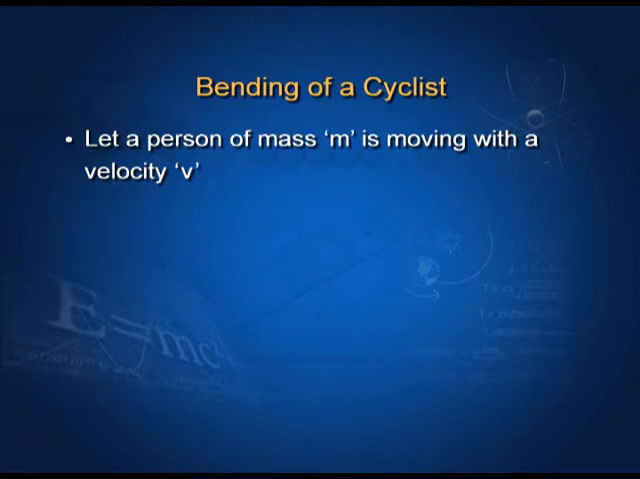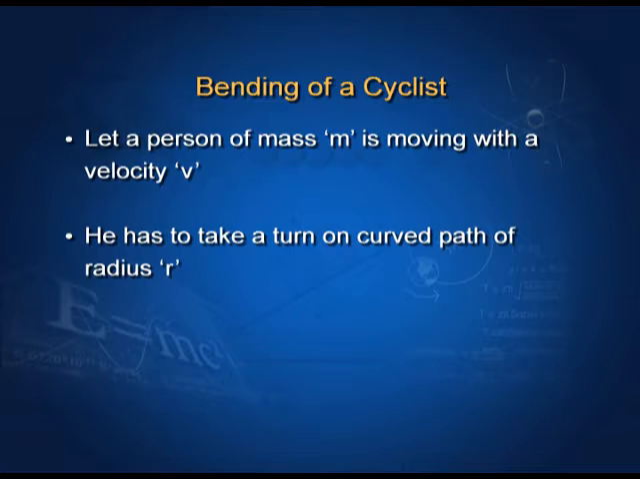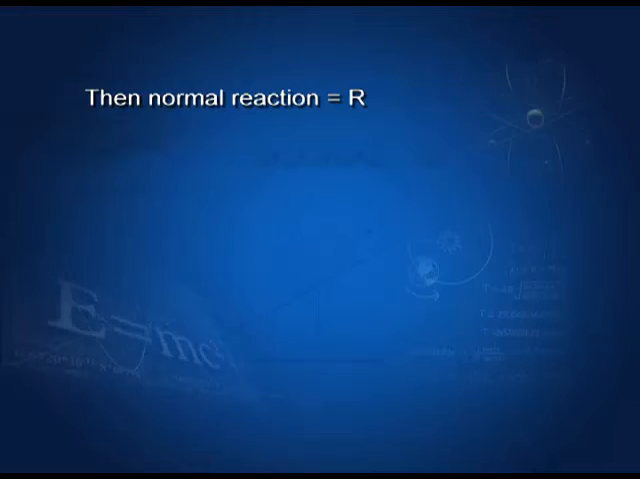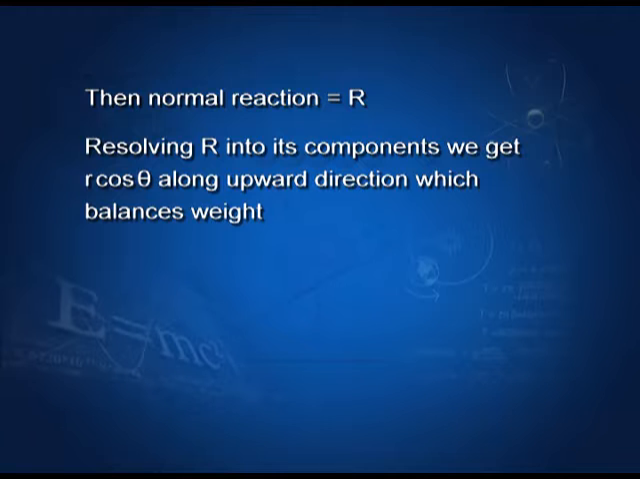Bending of a cyclist. Let a person of mass m be moving with velocity v. He has to take a turn on a curved path of radius r. In order to obtain centripetal force, he has to bend his body in the inward direction of the turn. Let him bend at an angle theta with the vertical direction. The normal reaction offered by the ground to the cyclist is R. This R is inclined at an angle theta with the vertical.